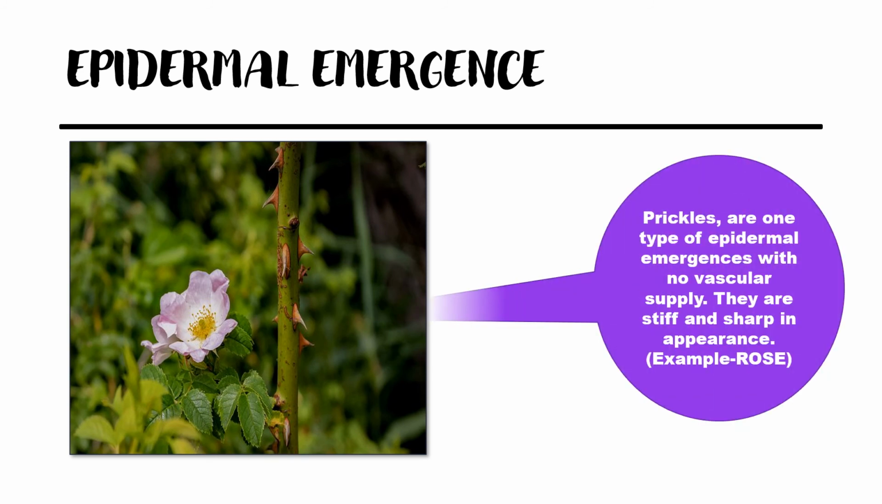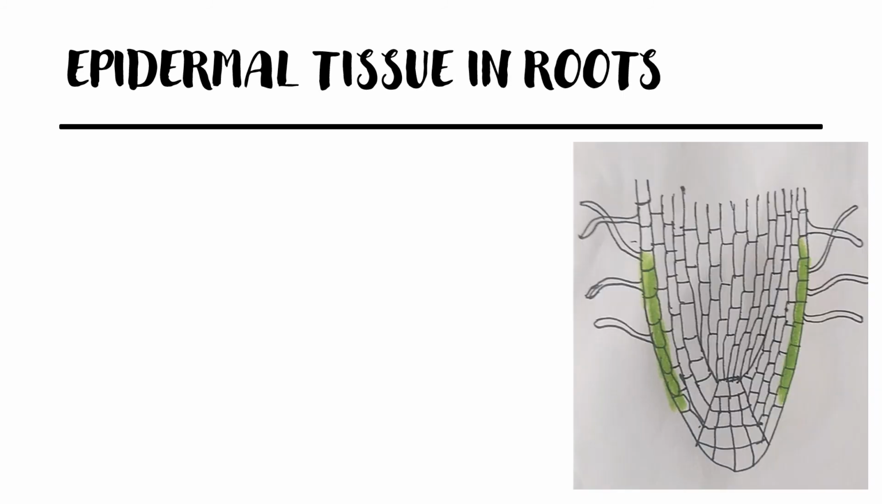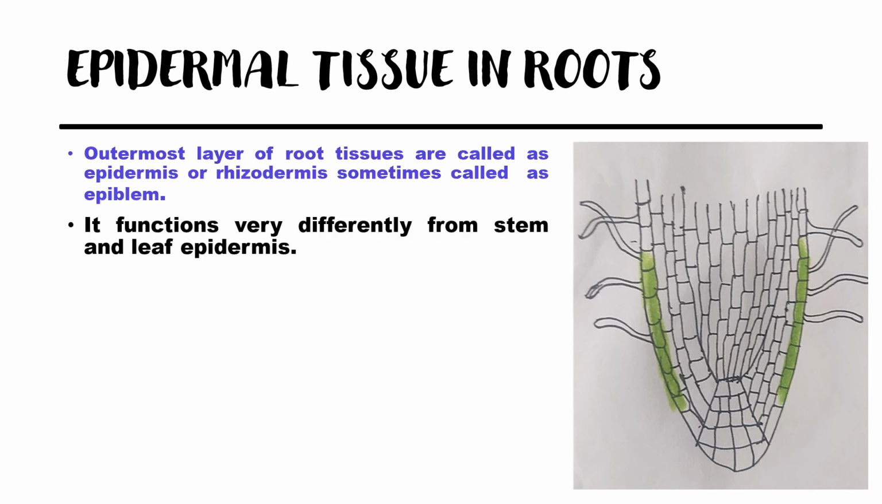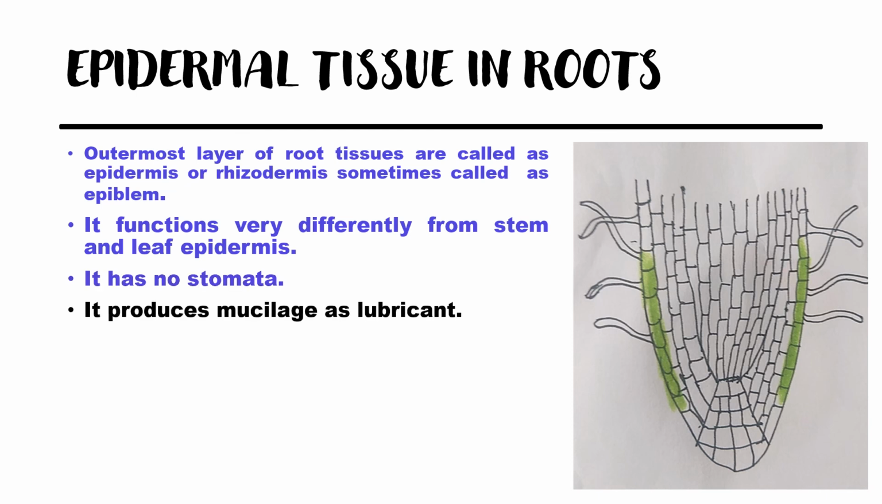Let us discuss epidermal tissue in roots. This is the outermost layer of root tissue and it is called rhizodermis and also epiblem. The function is very different from stem and leaf epidermis. Because it doesn't have stomata, it produces mucilage as lubricant.